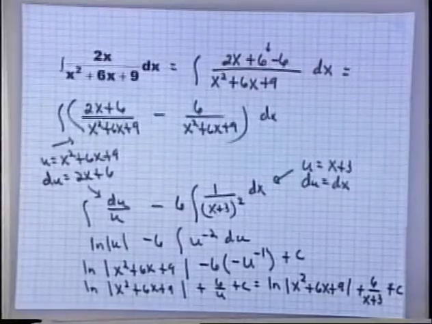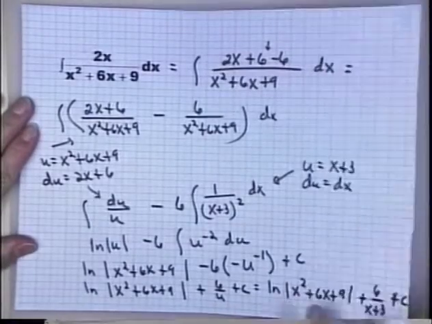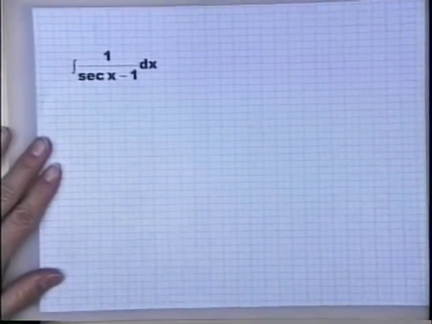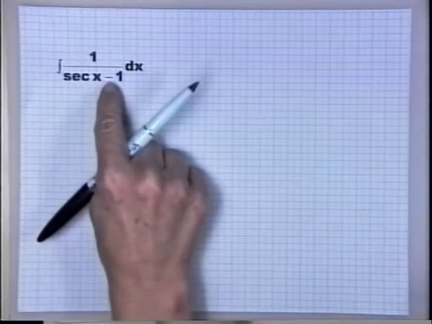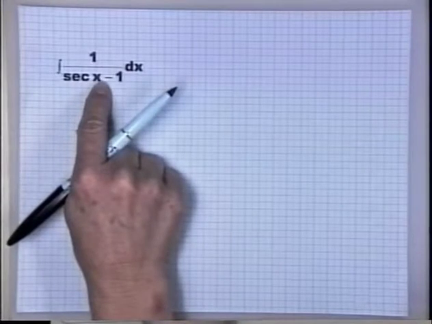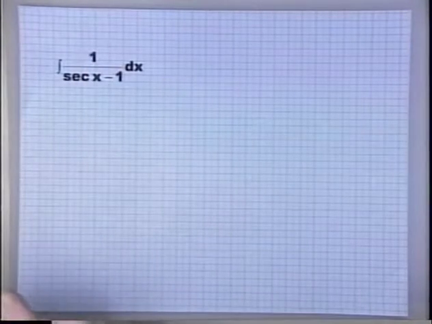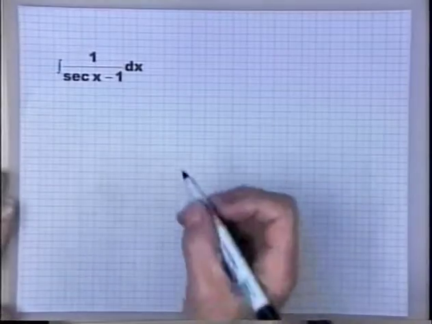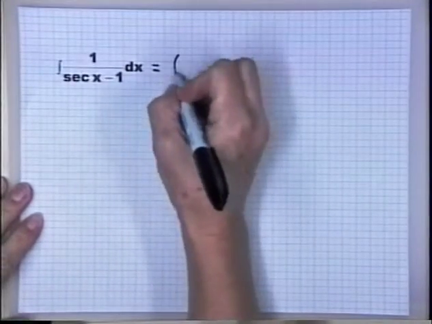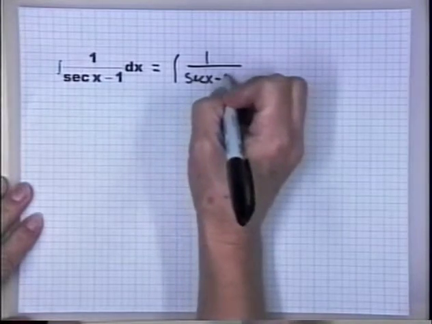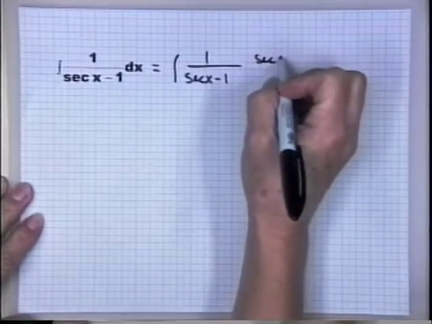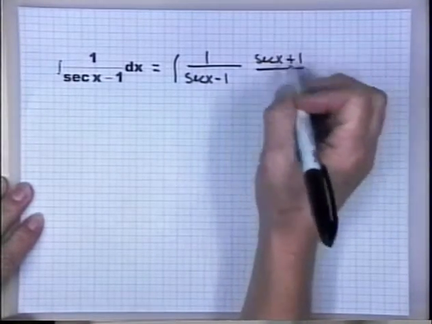One more problem that I want to do for you. Find the antiderivative of 1 over secant x minus 1 times dx. Now this is a quotient. The derivative of secant is secant tangent, and that is nowhere to be found up there. So we're going to get creative. We're going to multiply by 1 in the form of secant x plus 1.